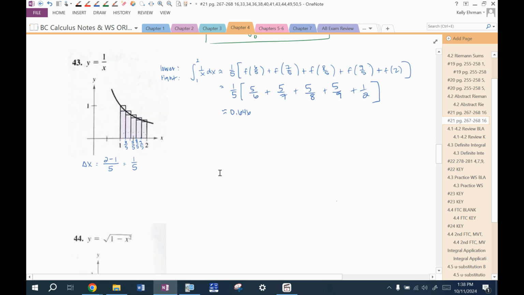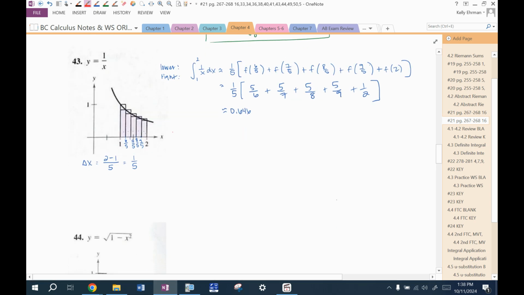Okay, and then for my upper limit, this is a decreasing function, so the upper will be the left. And so the integral from 1 to 2 of 1 over x dx will still be 1/5, but now it will start on the left. So it will start at f of 1 plus f of 6 over 5 plus f of 7 over 5 plus f of 8 over 5, and it'll stop at f of 9 over 5.